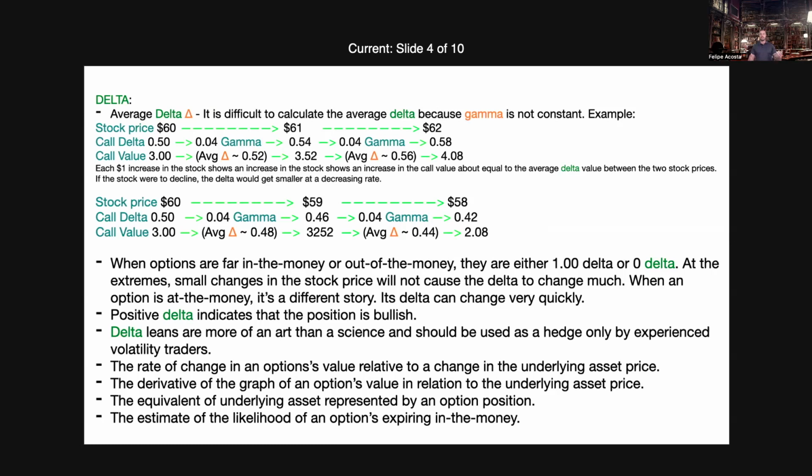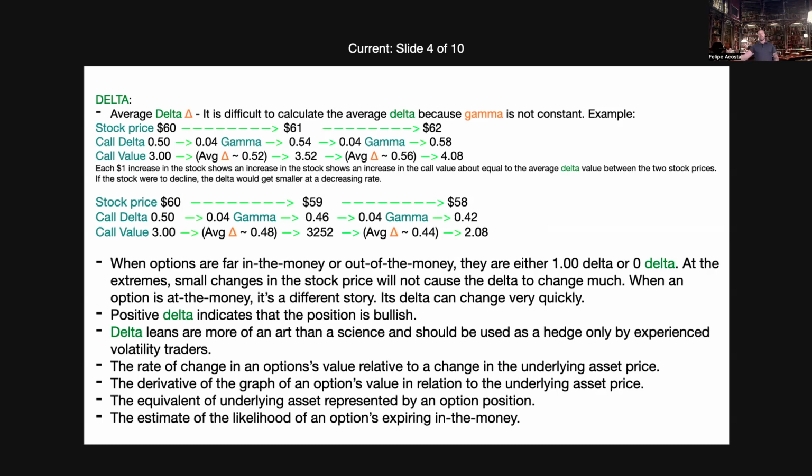Let's say the stock price is at $60, and then it moves to $61, right? So at that point, initially the call delta, because this is a call, had a delta of 0.50 and had a gamma of 0.04. So for every $1 move up in this call, the delta is going to grow by the gamma, right? Which is 0.04. So it goes from the delta 0.50 to 0.54.